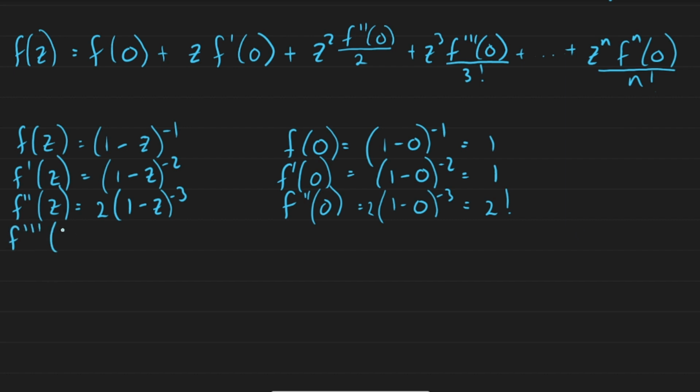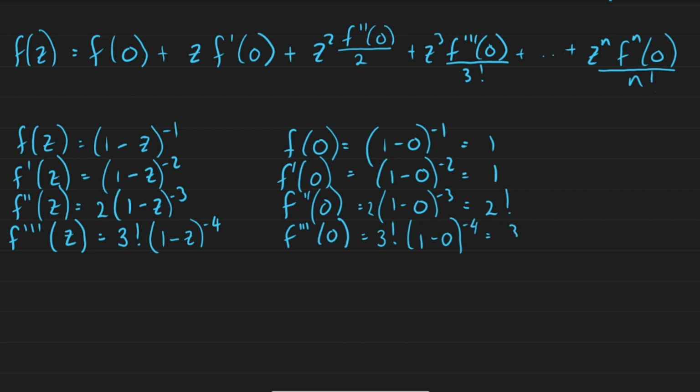So we have the third derivative at z. This minus 3 times this 2 gives us minus 6, then minus 6 times the derivative of the inside, which is minus 1, gives us 6: minus 3 times minus 3 times 2 times minus 1. So that's 6, which we're going to write as 3 factorial, and it'll be 1 minus z to the minus 4. The value of the third derivative at 0 is simply going to be 3 factorial times 1 minus 0 to the minus 4, which is just equal to 3 factorial. So we can see a trend appearing here, and we can generalize these terms at this point.